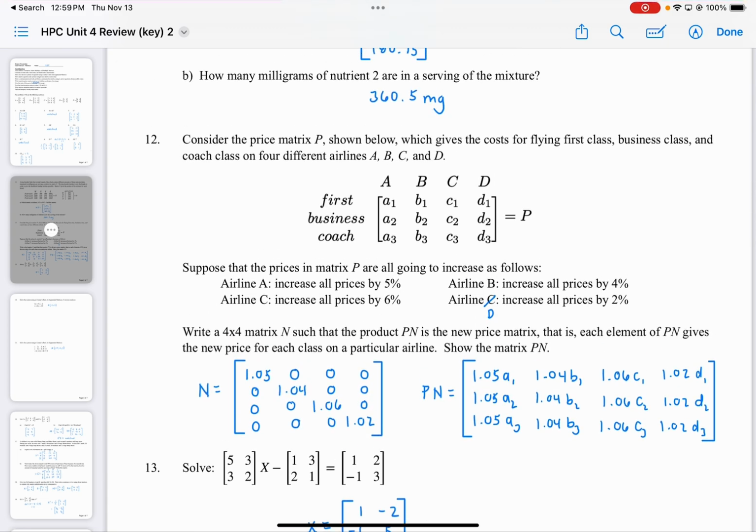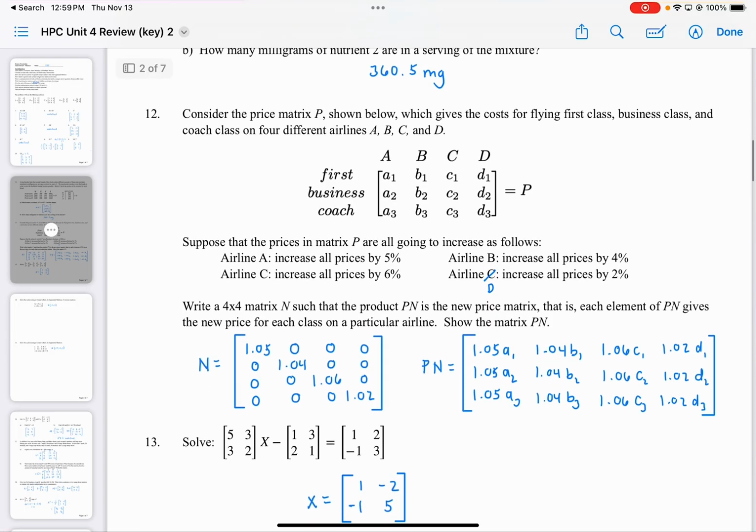All right, so if we look at 12, we've got our matrix, and it gives you the cost for flying first class, whatever, in those values. We have 4 different airlines, A, B, C, and D, okay? And then it says, suppose that the prices in matrix P are all going to increase as follows. A goes up 5%, B 4%, C 6%, and airline D goes up by 2%, okay? The wording of this question is what makes it a little difficult, but it says write a 4x4 matrix N such that the product, when you multiply it by P, is the new price matrix, okay?